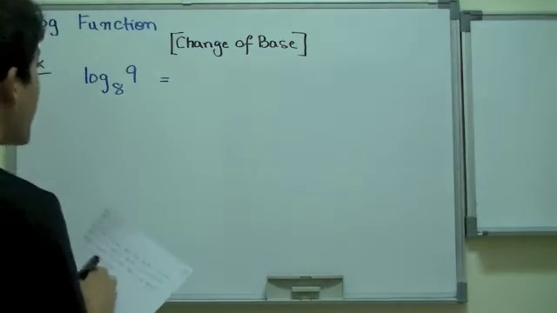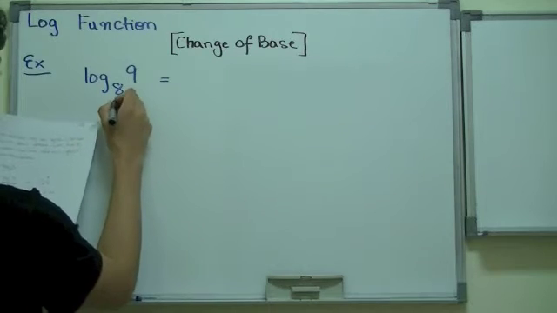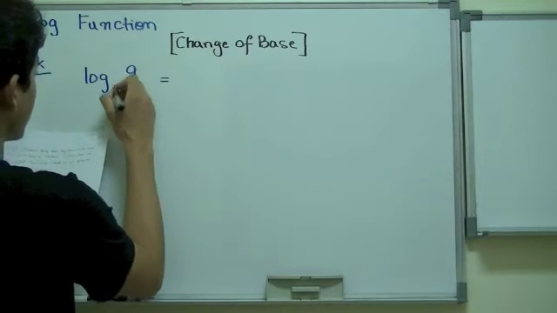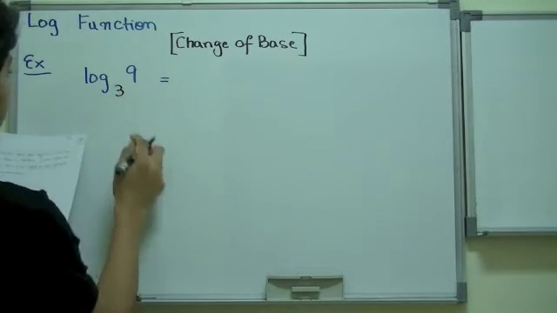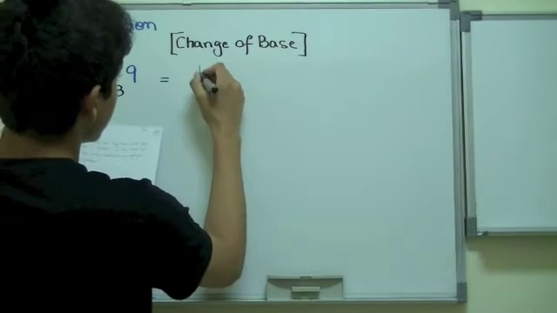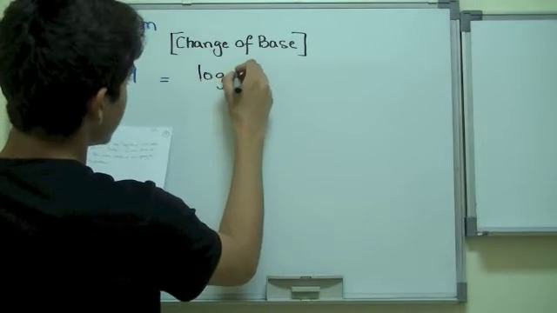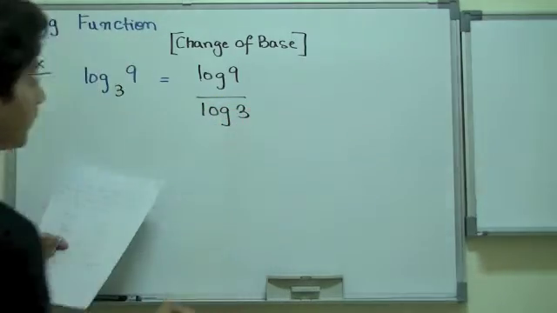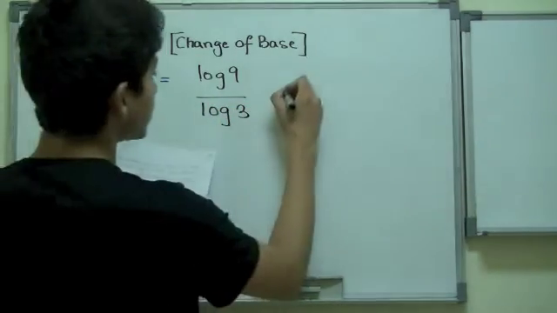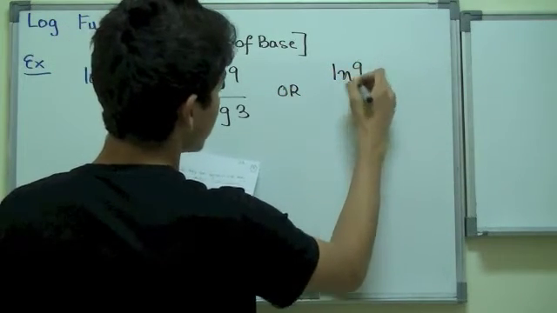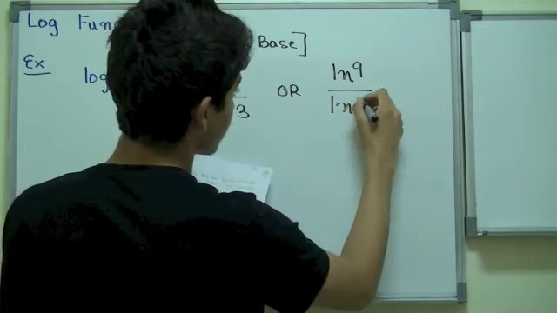Now what happens is that you have 3 as the base and 9 as the argument, so it would be log base 3 of 9. Whoops, I wrote the question wrong over here. Since 9 is the argument, you write 9 at the top. Since 3 is the base, you write 3 at the bottom. You can also write this as natural log of 9 over natural log of 3.